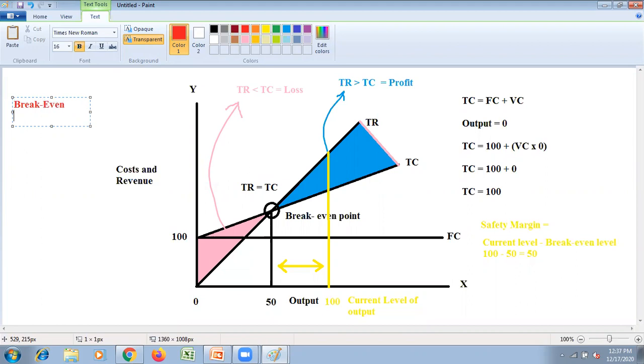Break even. Now, this is the formula: fixed cost divided by contribution per unit. Contribution per unit, that is the formula. Contribution, we discussed it: how much contribution there is from each product to cover fixed cost. So in that case, let's say fixed cost is 100. Actually, it's not given.